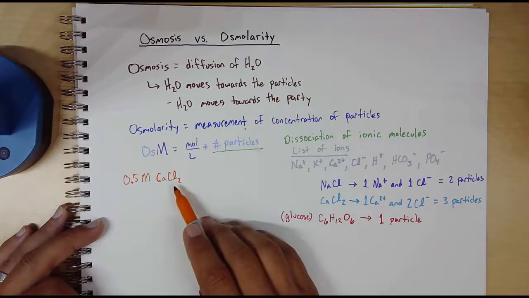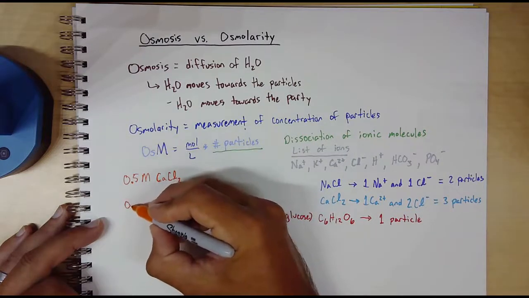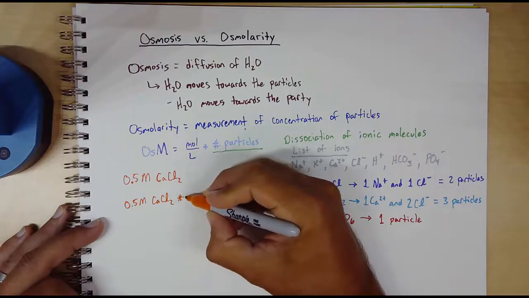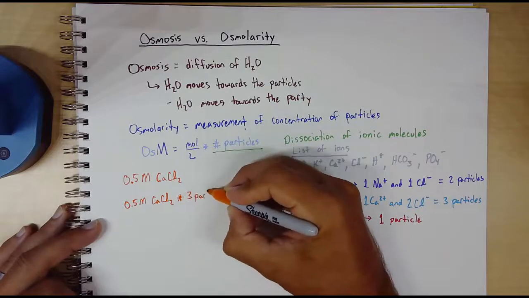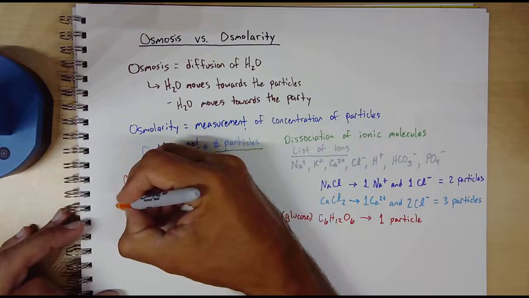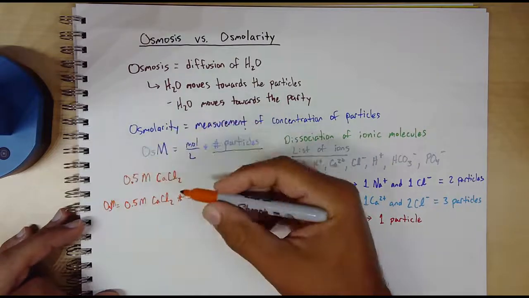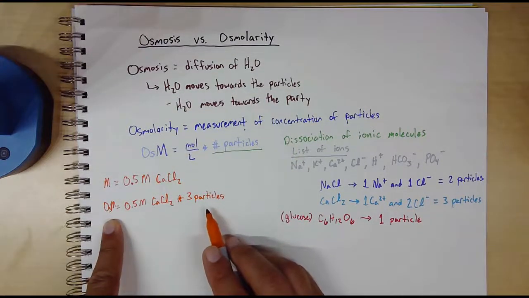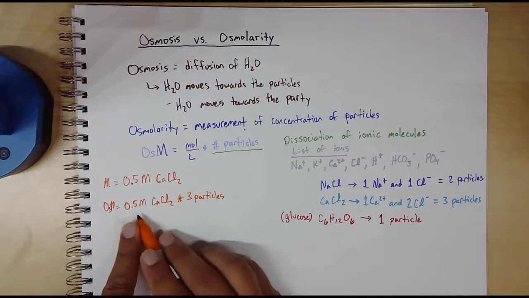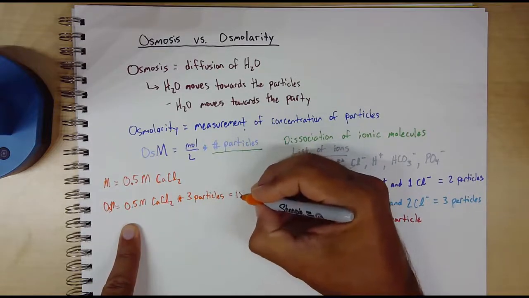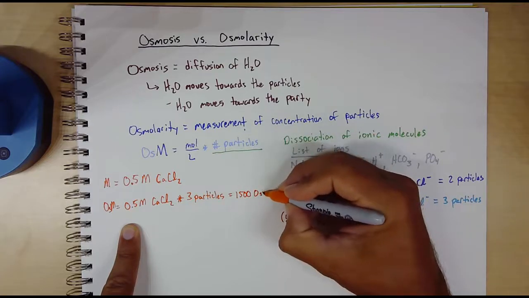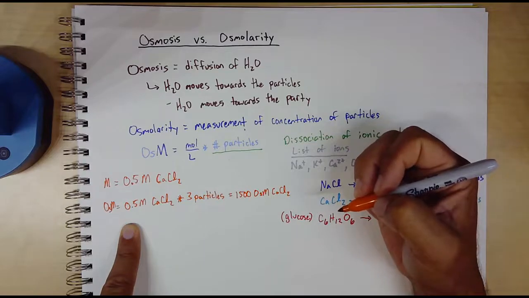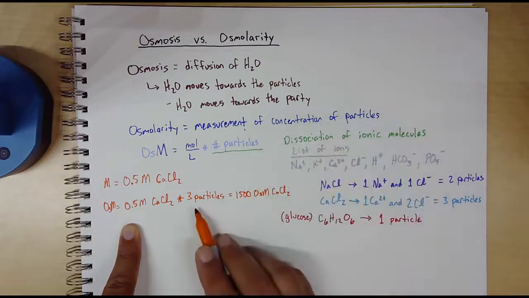So to calculate this as osmolarity, we're going to take 0.5 molar of calcium chloride, don't forget your units, and you're going to multiply that by 3 particles. And what is that going to be equal to? That equals osmolarity. Up here, this is the molarity, but when we multiply it by the number of particles, we end up getting the osmolarity. So 0.5 times 3, that's 1,500 osmoles of calcium chloride. That's a big number because we had to multiply it by 3 particles.